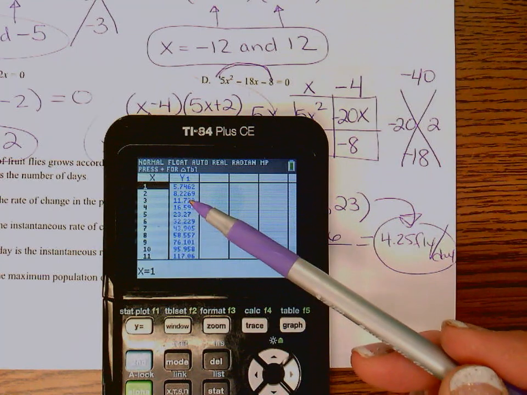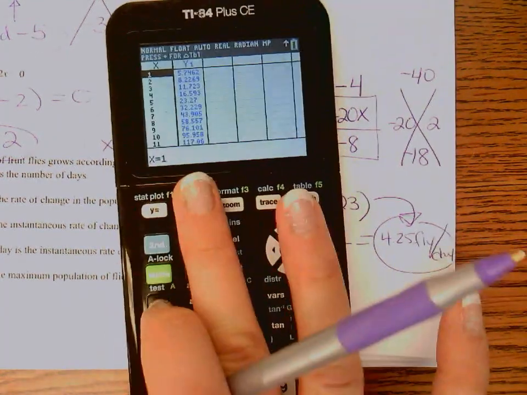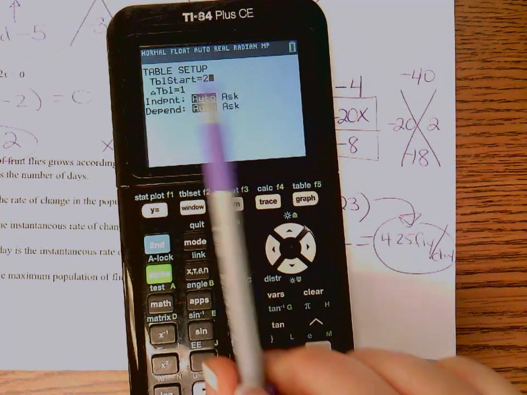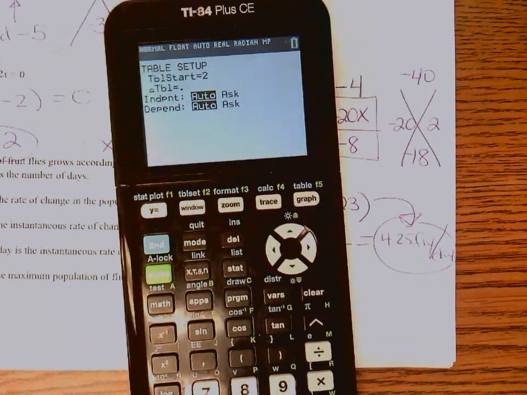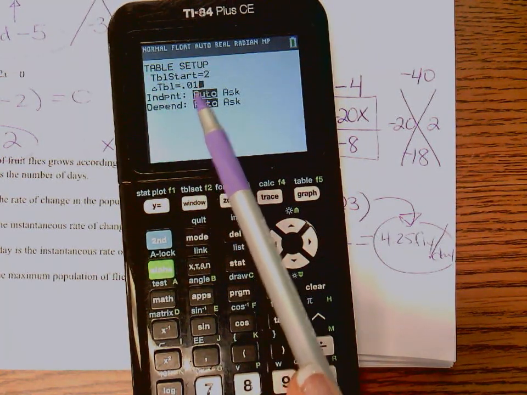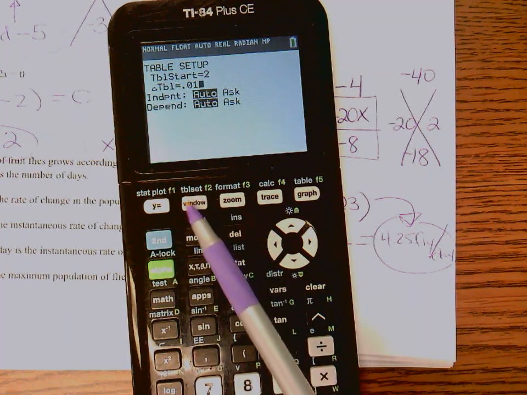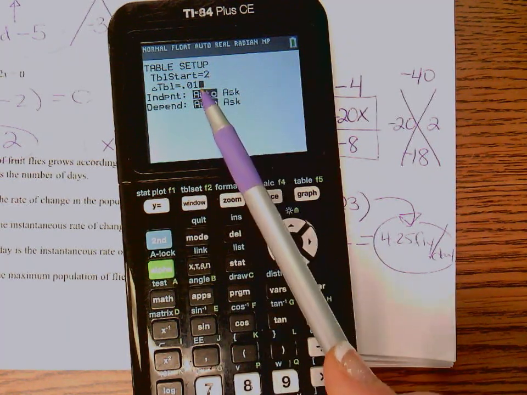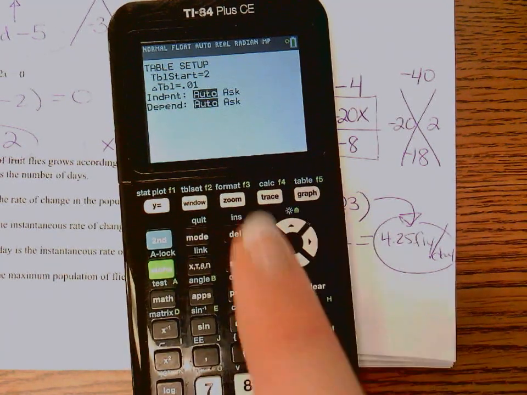So what you've got to do is change your table setup again. Go to table setup. You want to start at day 2. That's the day in question. But you want to make your delta table even smaller. You want it to be 0.01 for your delta table. So under second table setup above window, start at day 2 and count by 0.01. Go back to your table.